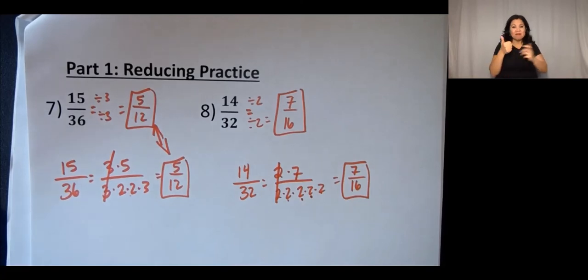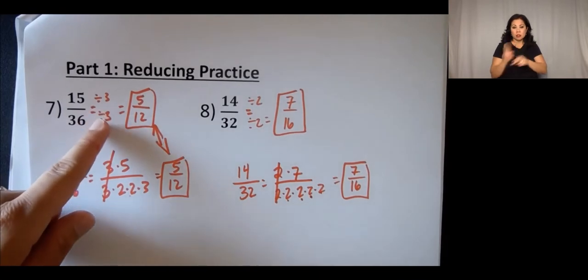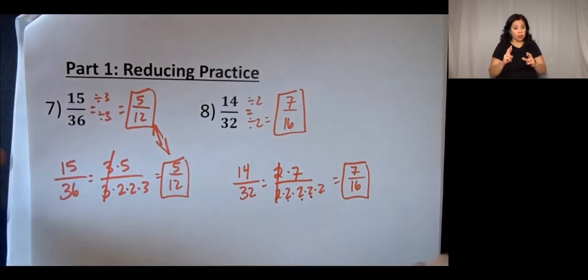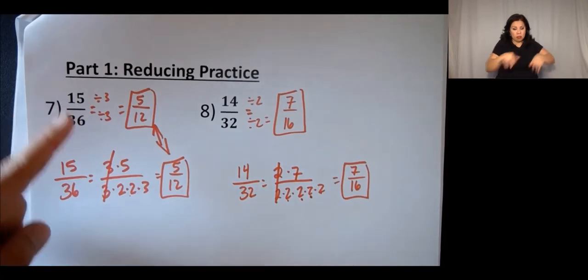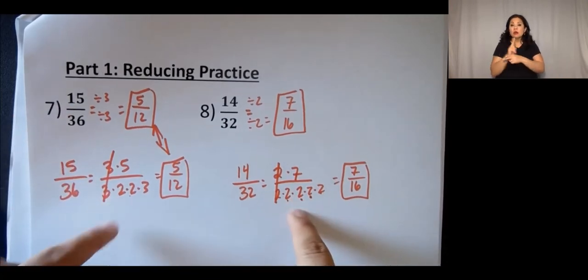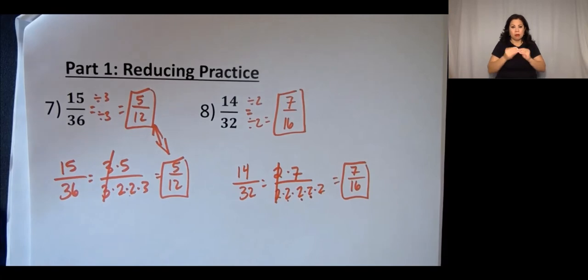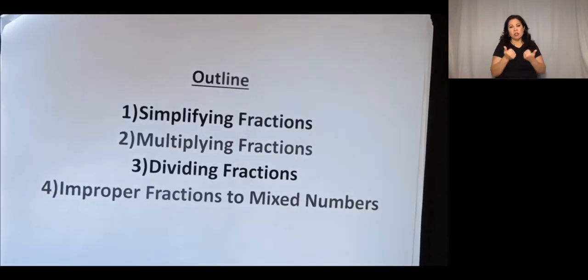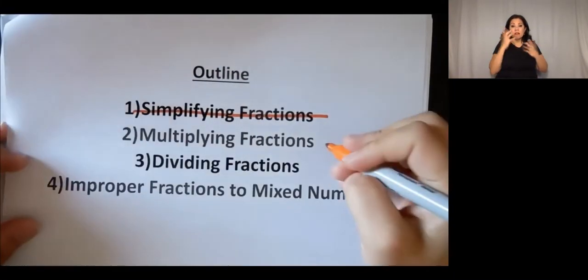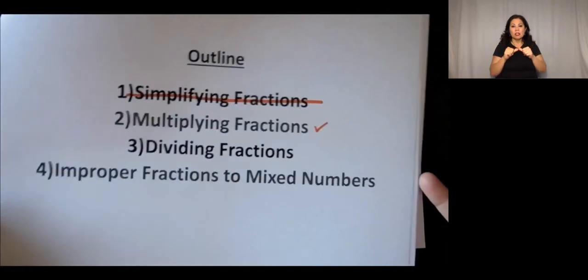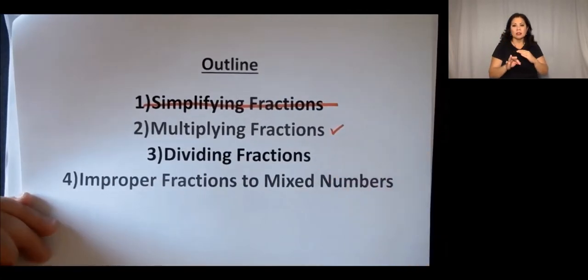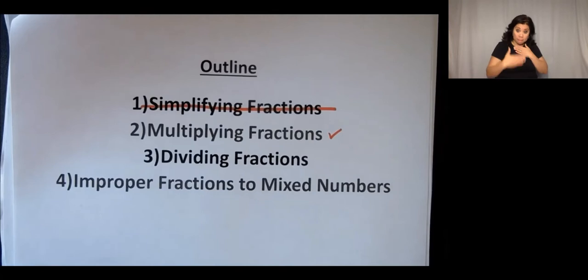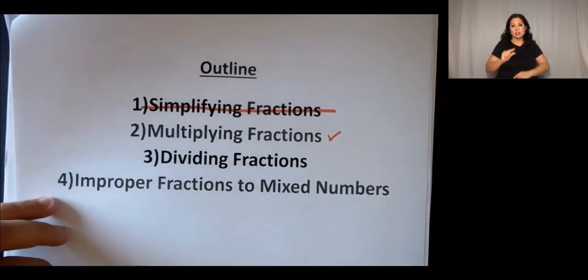Alright, so again, we showed you two different ways of doing this. Using common factors, hopefully you find the biggest one they have in common first. And using prime numbers. You pick which one you're more comfortable with. Alright, we just finished simplifying fractions. Now we're going to move on to multiplying fractions, and then we'll continue with the rest. And from now on, if we have to simplify, I'll be trying to use the greatest common factor. Okay.